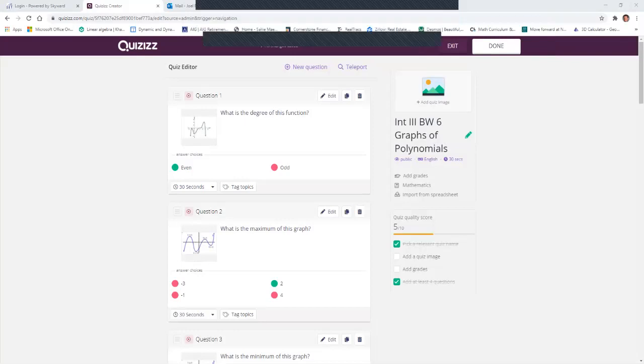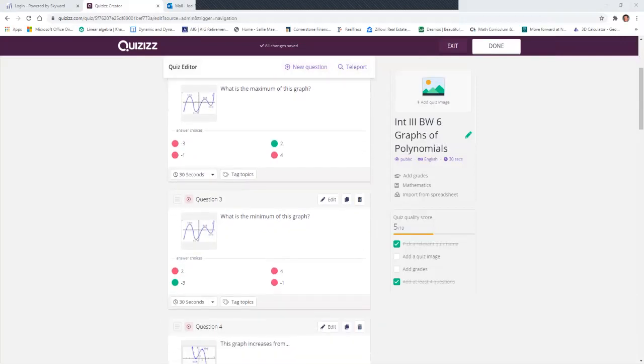This bell work was rather lengthy, but it does cover a lot of material, and I think it'll serve as a good review. Hopefully you did well on it. Let's take a look at question number 1. On question number 1, it says, what is the degree of this function? And we notice that the tails are both pointing down, so that makes it an even function. So number 1 is even.